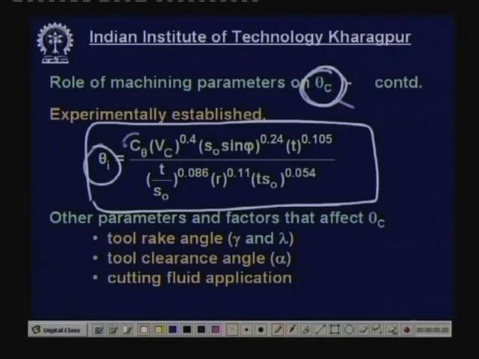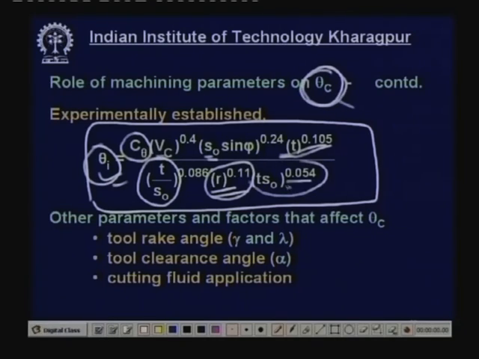What are those? C theta, a constant; a property of the work material, the strength of the work material; cutting velocity to the power 0.4, feed to the power 0.24 and depth of cut to the power 0.105. From this equation you find that the variation of velocity plays the most important role on theta because its index is 0.4. Next, feed only 0.24, and depth of cut has the minimum effect on temperature because the index is 0.105. Interesting to note that the ratio of depth of cut to feed also plays a significant role on the cutting temperature. Nose radius also influences the cutting temperature, but to a lesser extent.